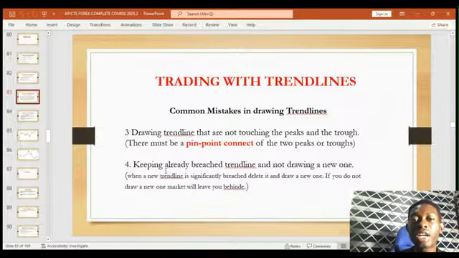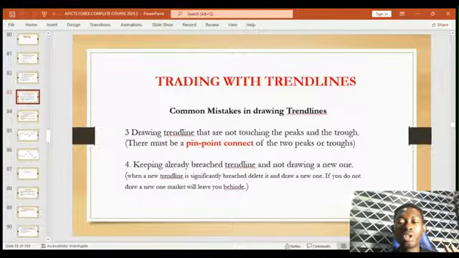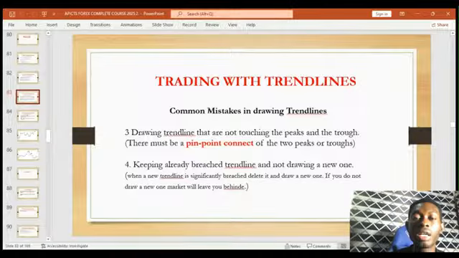Keeping an already breached trend line and not drawing a new one. For example, today, the reason I caught that gold trade was that there was a trend line I drew before that had been breached. So I needed to draw another one because there was news. I just wanted to find a place to enter, and then I drew another trend line, and that one was just perfect for me. We were able to enter a trade and we made a lot of profit. So keeping an already breached trend line and not drawing a new one may not be a good attitude.